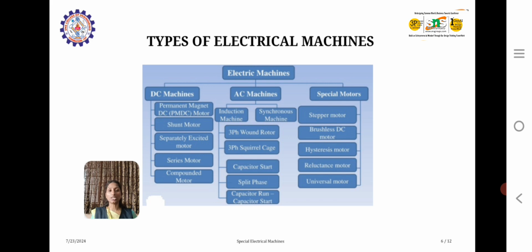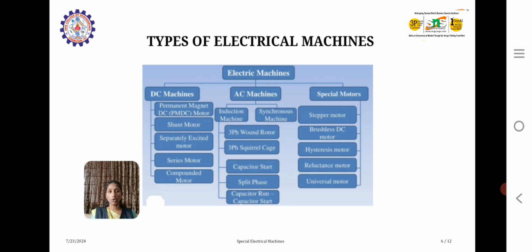Coming to AC machines, they are basically divided into two: induction machine and synchronous machine. Based on the rotor, it can be divided into wound rotor or squirrel cage. And coming to types of single phase machines: capacitor start, capacitor run, split phase, capacitor start and capacitor run. These are some types of single phase AC machines.